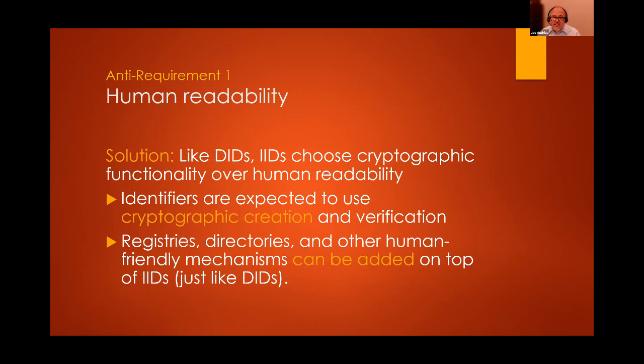So we are expecting that the identifiers use cryptographic creation, so they're not in a first-to-claim dynamic like you have with the domain name system, where of course, getting the right to control which website responds to Nike.com is a very valuable proposition. We're not dealing with that world whatsoever. However, registries, directories, and other human-friendly mechanisms can be added on top of those IIDs. Having a unique cryptographic identifier, you can move on to build those types of systems on top of that.